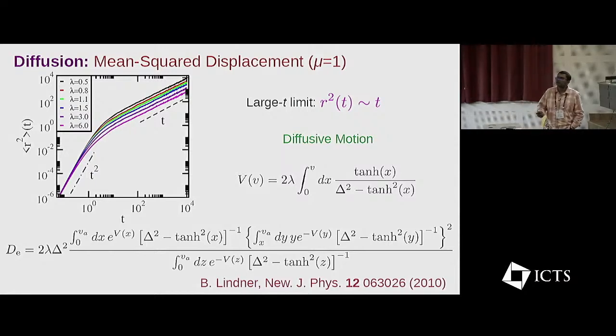For this mean square displacement, do you start from the origin every time, or do you average over the initial positions as well? We can start with any position, and then we have to subtract r0 and then square. So that we can do. We can even start with zero velocity as well as non-zero velocity.